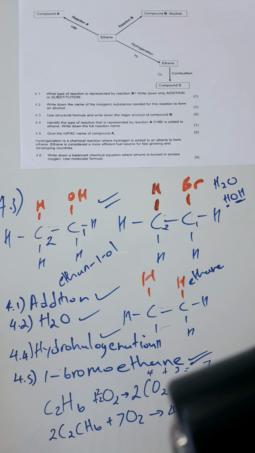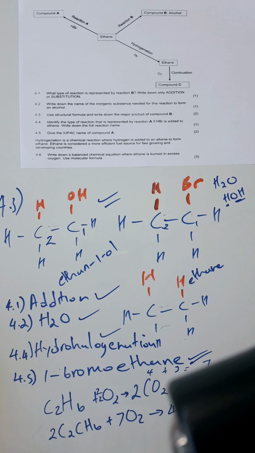So 4.1 was saying, is reaction B an addition or substitution? It's an addition. It's from an alkene. Breaking of double bonds and adding atoms is an addition reaction. Write down the name of the inorganic reactant needed for reaction B. For hydration, I need water. Then use the structural formula to write down the major product of reaction B, the alcohol that is formed, as we have already dealt with that: breaking the double bond, adding H and OH from the water.